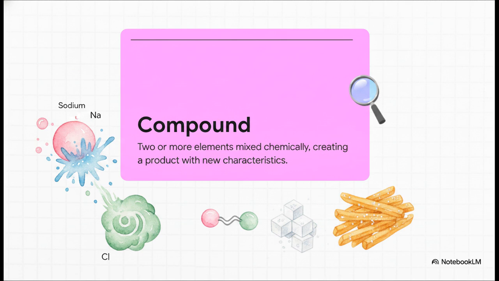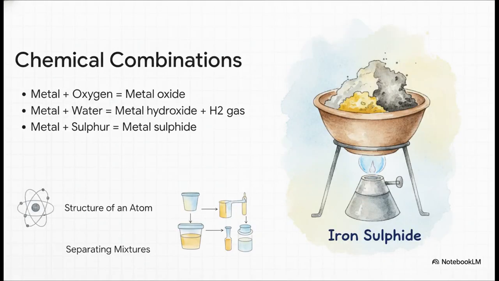For example, sodium is a metal that literally explodes in water. Chlorine is a toxic gas, but bond them chemically, you get sodium chloride. That's regular table salt, a compound you happily sprinkle on your fries. And the cool thing is, there are super predictable patterns to this chemical magic. If you combine a metal with oxygen, you'll always get a metal oxide. Magnesium plus oxygen equals magnesium oxide. If you mix a metal with water, it gives you a metal hydroxide and releases hydrogen gas. And if you heat a metal with sulfur until they bond, you get a metal sulfide.